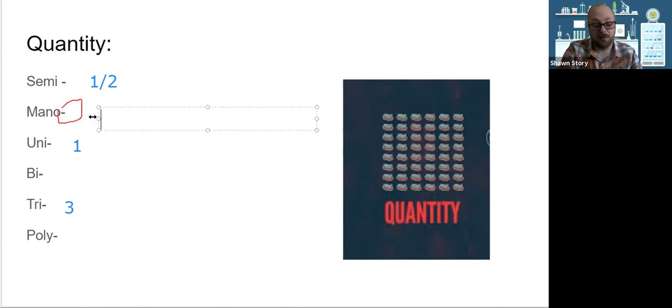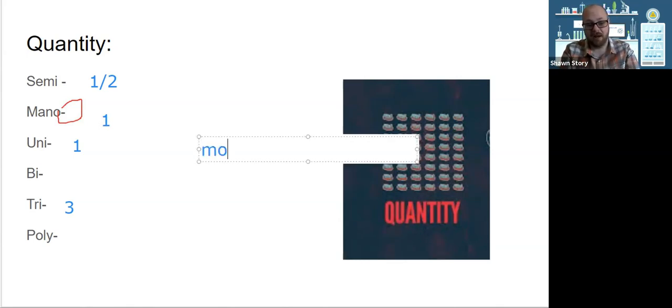Mono also means 1. So for example, we have a monocle. A monocle is where you only have 1 lens that you look through. Like bifocals have 2 lenses, a monocle is just 1 little circle that you hold up.